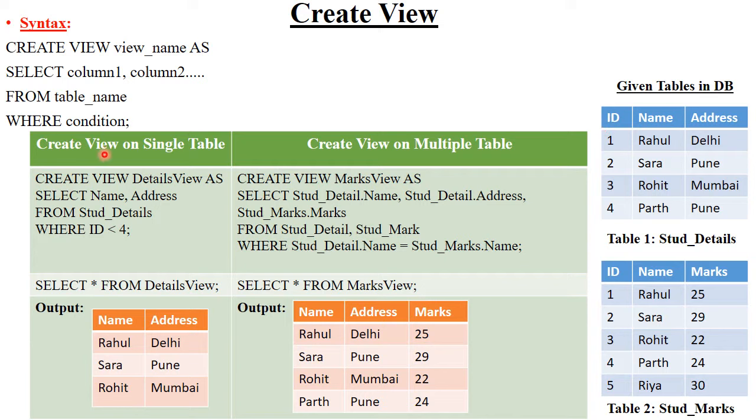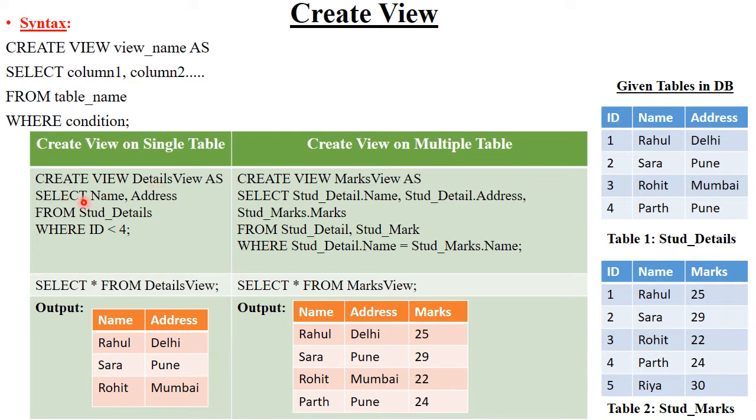Now you need to create a view on a single table. Okay. So first we will see how to create a view on a single table. Now the problem statement is you need to view the table, or you need to give the restriction to the user to see only name and address in this particular table. Okay, not ID. How? See here. So create view. This is the syntax: create view, view name. And the view name is details view. This is a view name. You can give any other name.